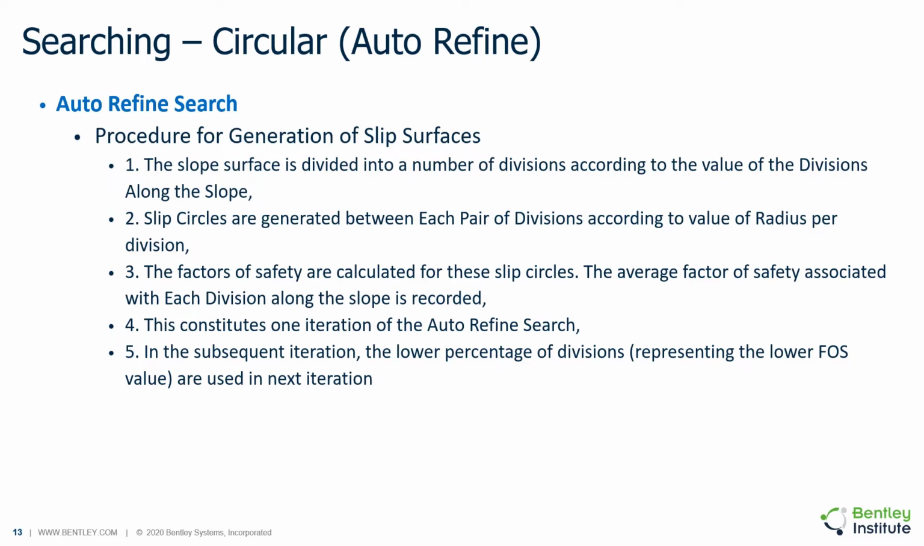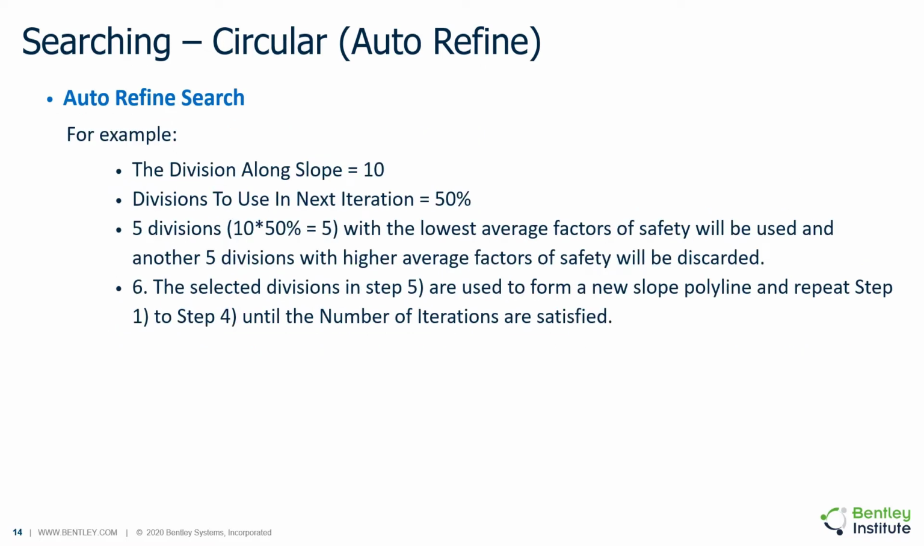This constitutes one iteration of the auto-refine search, and in the subsequent iteration, the percentage representing the lowest factor of safety of the divisions is used. For example, in the auto-refine search, there may be 10 divisions along the slope, and then 50% of these divisions are used in the subsequent iteration. This will result in 5 divisions which will be used, and the other 5 divisions with higher factor of safety will be discarded. The selected divisions in the previous step are used to form a new polyline and repeat steps 1 to 4 until the number of iterations is satisfied.